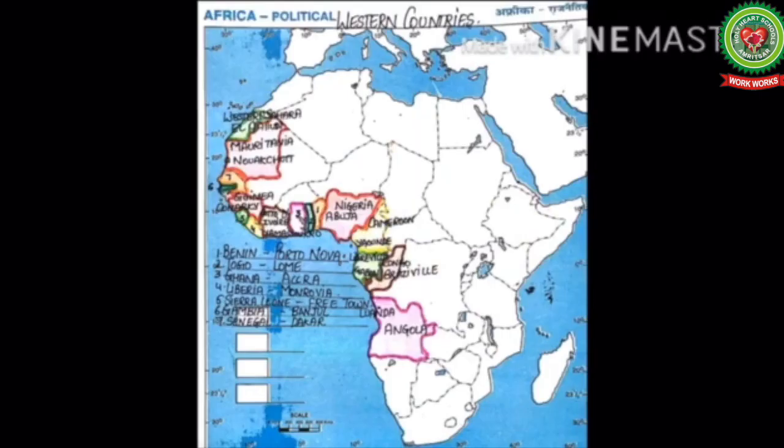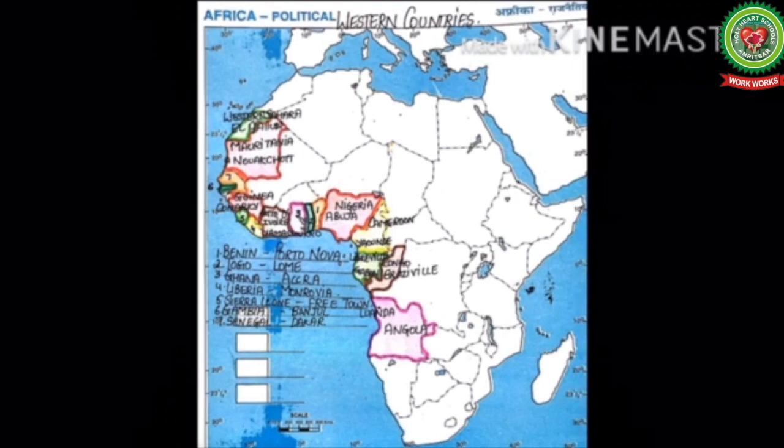The next country is Benin. Its capital is Porto Novo. Its official language is French. The next country is Togo. Its capital is Lome. The country shares its border with Burkina Faso, Niger, Benin, and Ghana.